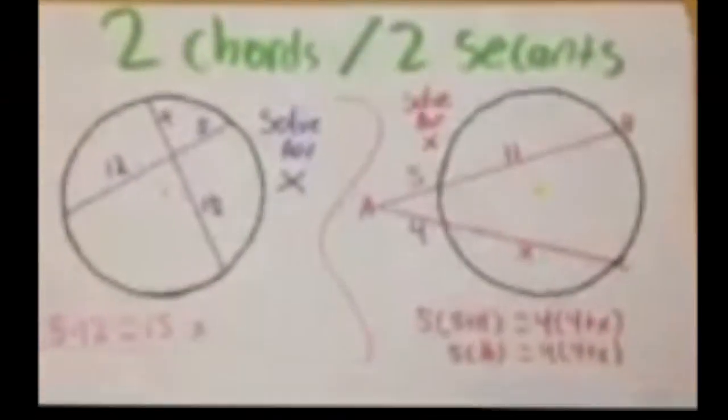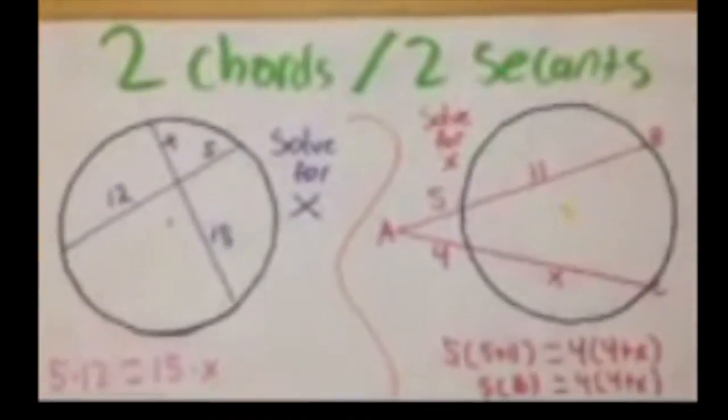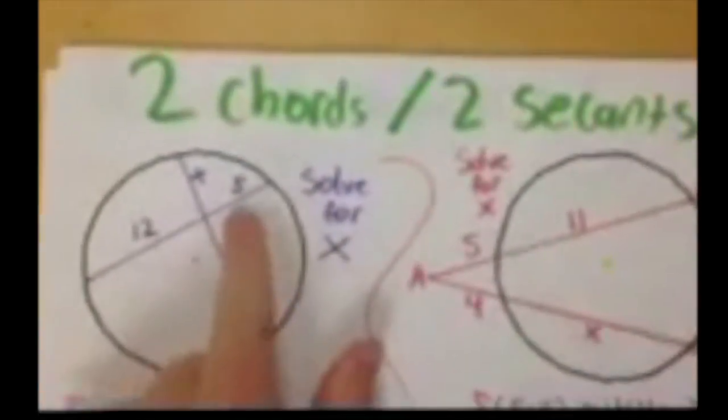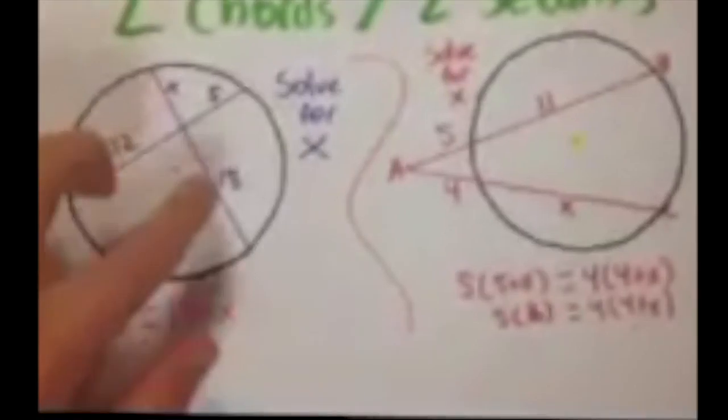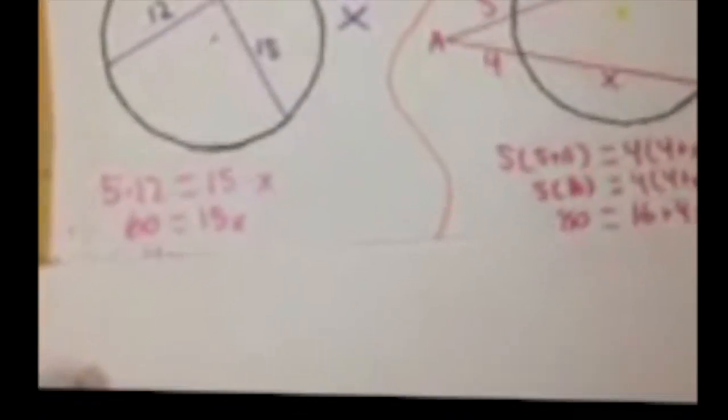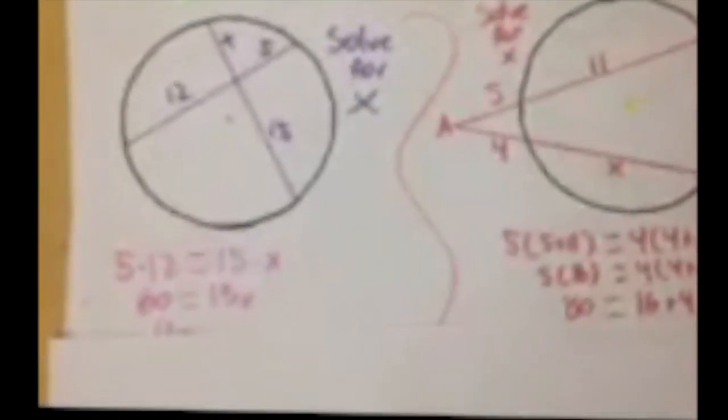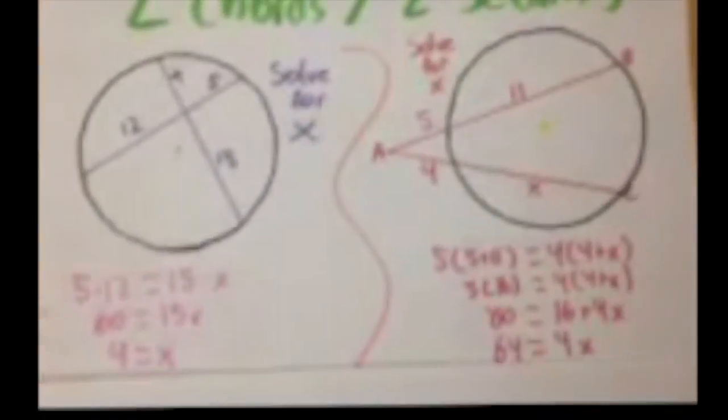Two chords and two secants. So the equation is one side times the other equals this side times the other side. So 5 times 12 is equal to 15 times x. Simplify that: 60 equals 15x. And do 60 divided by 15, you're left with x equals 4.